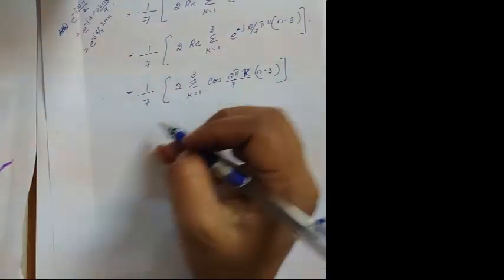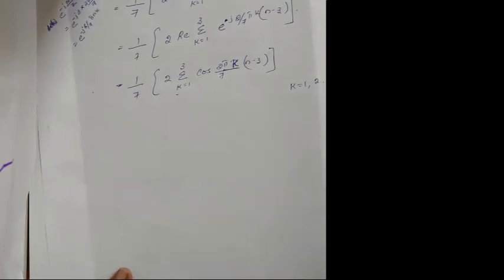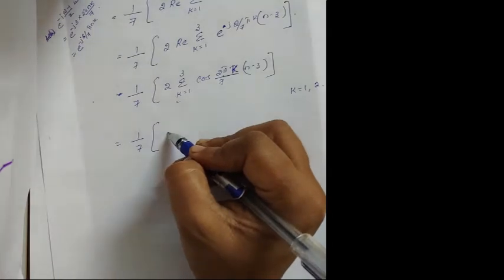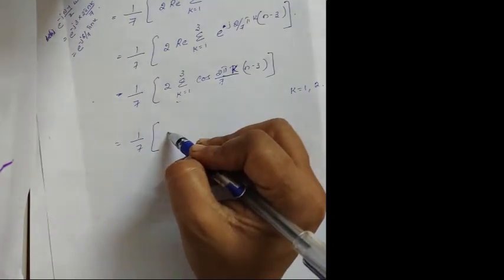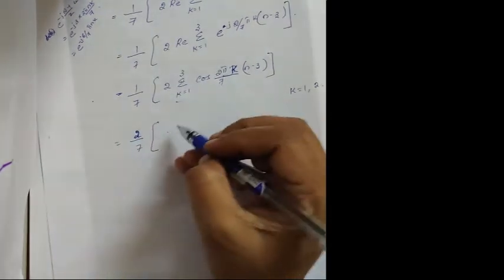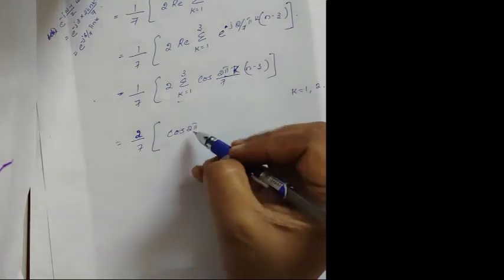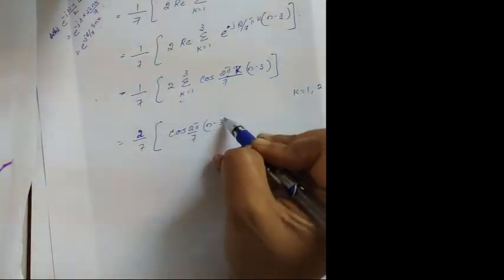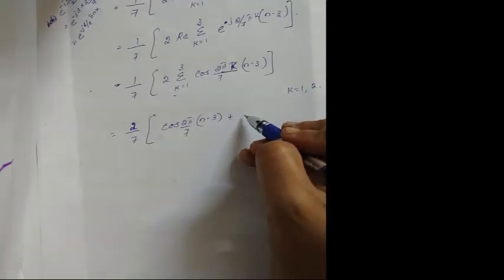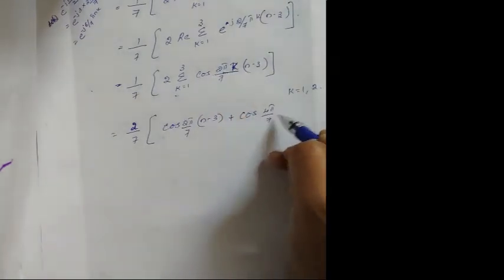Now you are substituting the values. k varies from 1 to 2 and 3, again it will be the same. So you are substituting 1 by 7, and taking the 2 outside for an easier method. You will get cos 2 pi. First you are substituting k equal to 1: 2 pi by 7 (n minus 3). I am putting a gap over here, hope you understood, for giving brackets only. For cos k equal to 2, 2 into 2 is 4, so 4 pi by 7 (n minus 3).